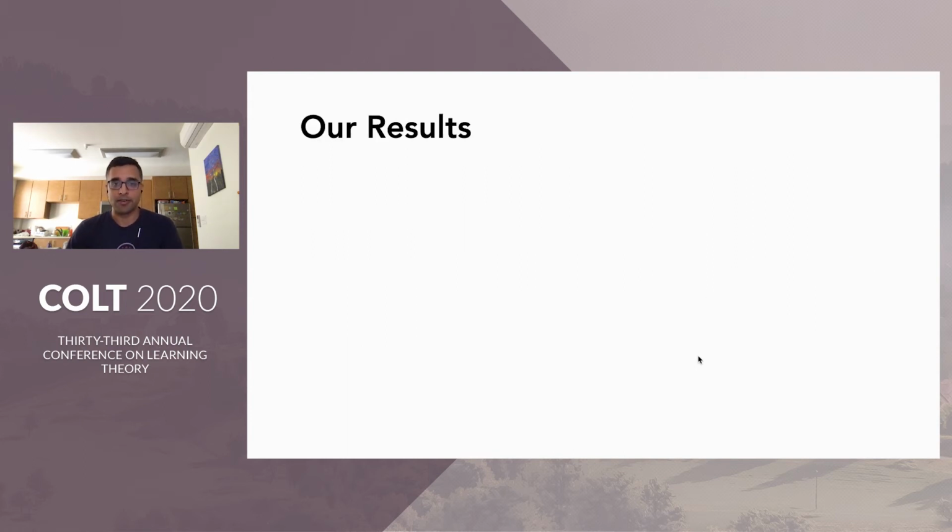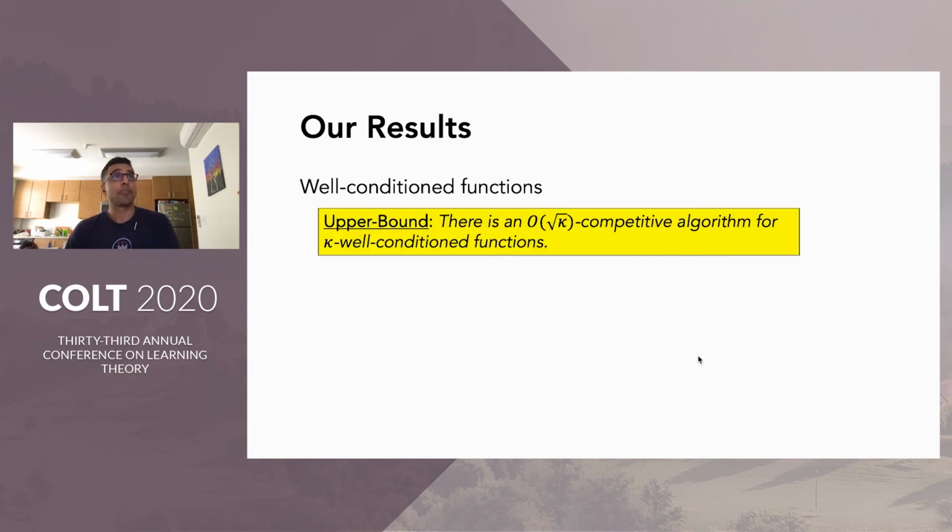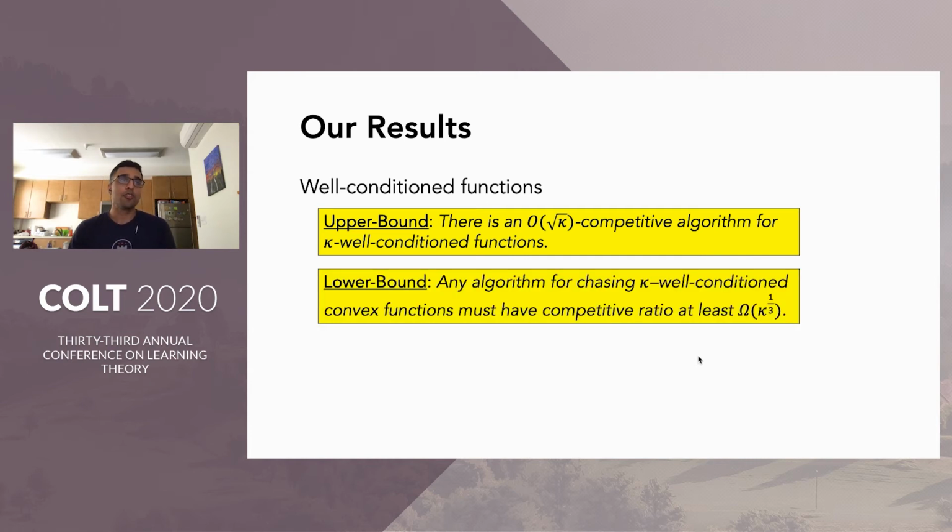So now I'm ready to state our results. For well-conditioned functions, we show that there exists a square root kappa competitive algorithm for kappa well-conditioned functions. In particular, note that kappa could be much smaller than the dimension, and hence the title that these are dimension-free competitive ratios. We also complement these results by showing a lower bound, which shows that there exists a family of instances consisting of kappa well-conditioned convex functions such that any algorithm must suffer at least a competitive ratio of kappa to the 1/3.